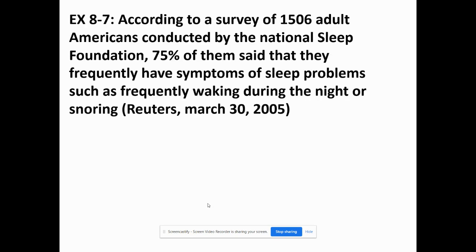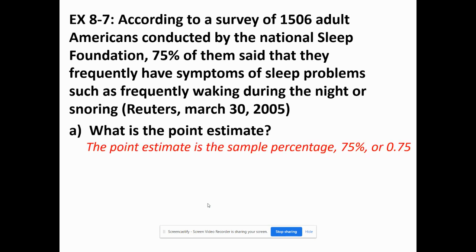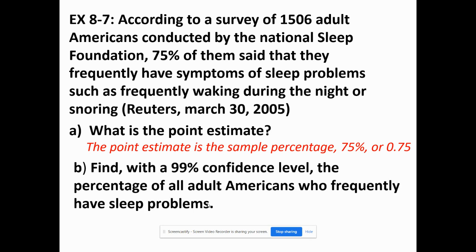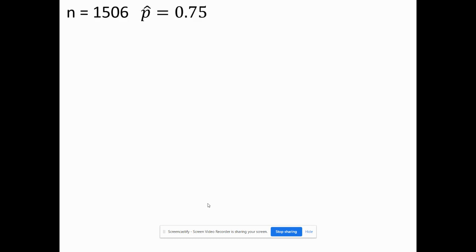So here's an example. According to a survey of 1,506 adult Americans conducted by the National Sleep Foundation, 75% of them said that they frequently have symptoms of sleep problems, such as frequently waking during the night or snoring. So what is our point estimate? Well, our point estimate is our sample percentage, that is 75%. Now we're going to construct a confidence level, or interval. We're going to find a 99% confidence interval for the percentage of all adult Americans who frequently have sleep problems.